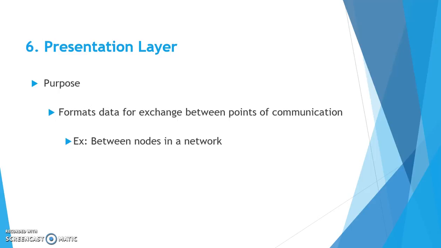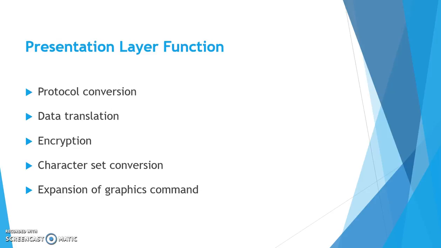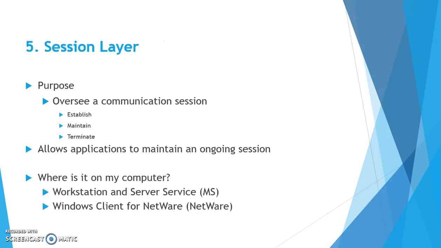Presentation layer. It formats data for exchange between points of communication, for example, between nodes in a network. The presentation layer functions: protocol conversion, data translation, encryption, character set conversion, and expansion of graphics commands.